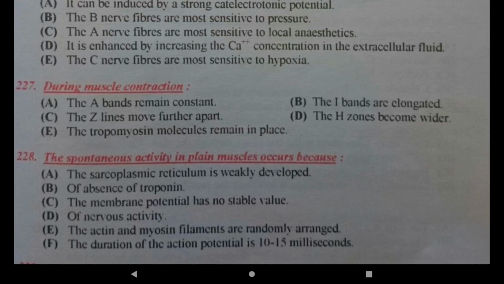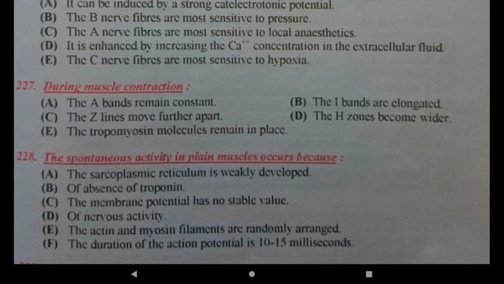Tropomyosin remains in the place. It is not true. Tropomyosin is usually displaced as a result of binding of calcium ions to troponin C. That causes tropomyosin to undergo a conformational change, and that allows it to move away.